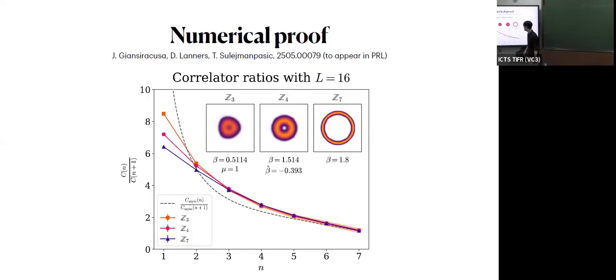Small n is lattice units. So it's distance in lattice units. Yes, I mean long distance, yes. So you see that all of these have an excellent agreement with the theoretical value predicted by a Coulomb phase.